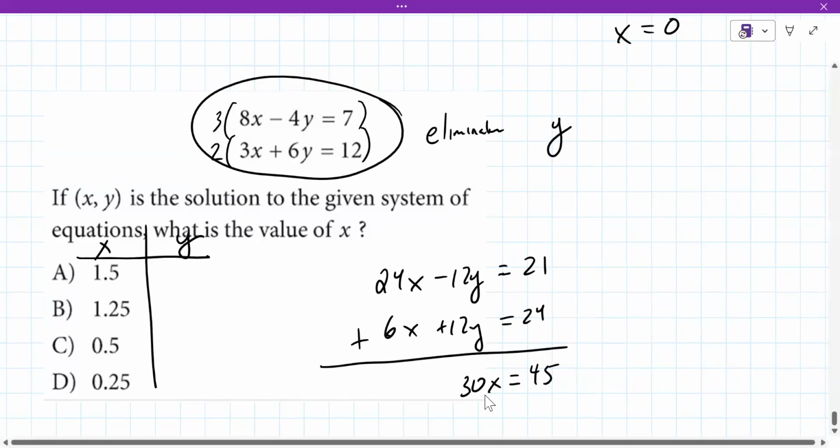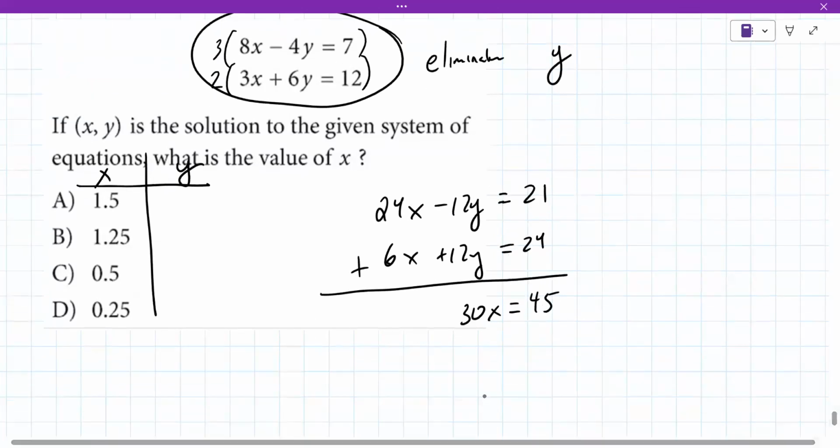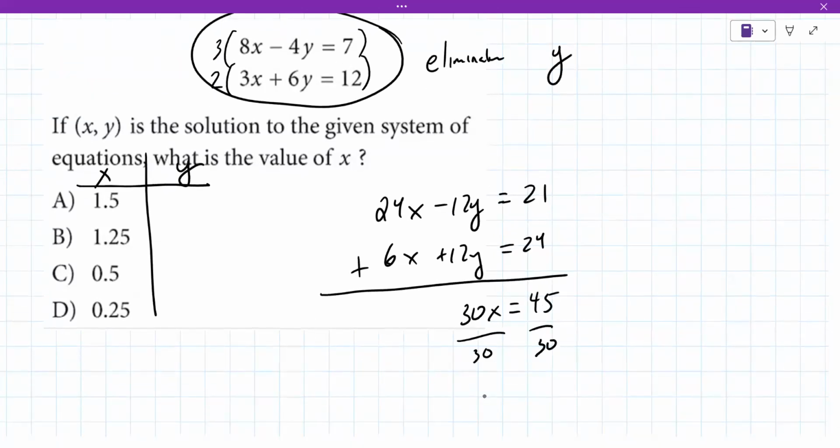So when you solve this for x, you've got it. So 45 divided by 30, what does that become? 1.5. It is 1.5. And this one is probably not a calculator problem, but really good.